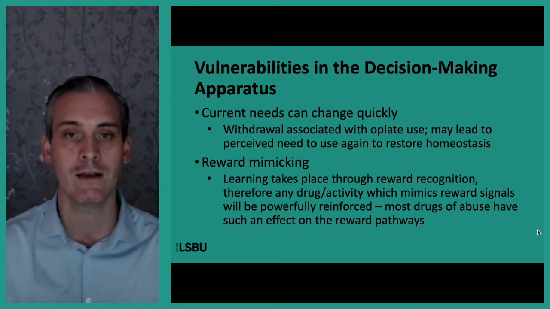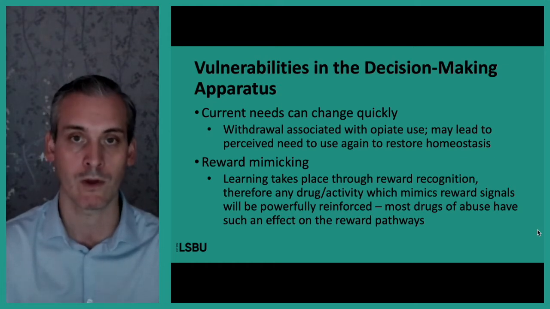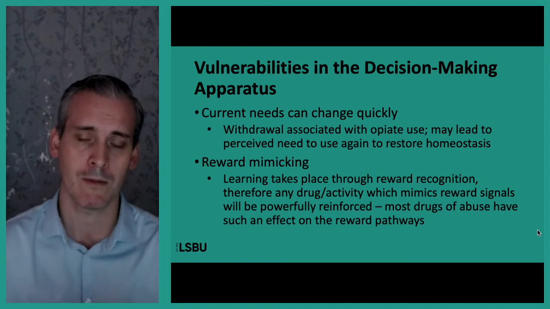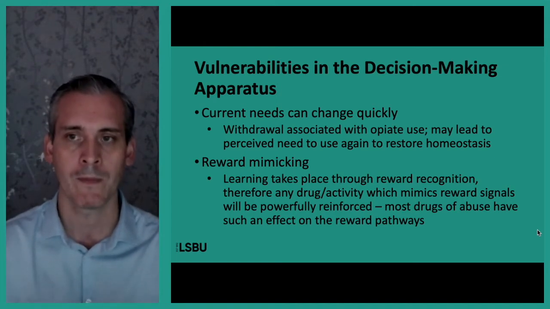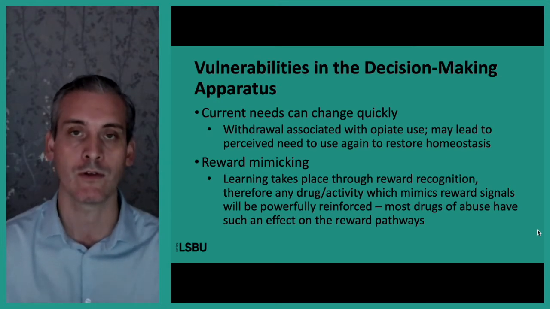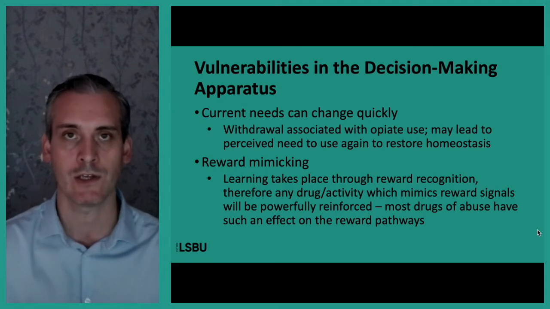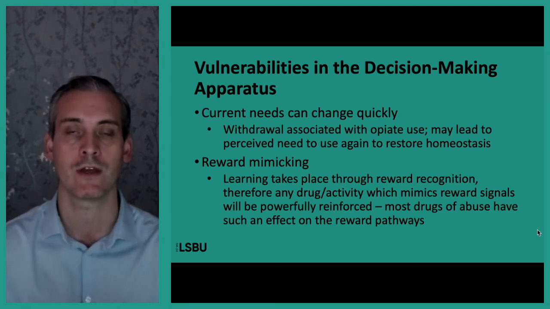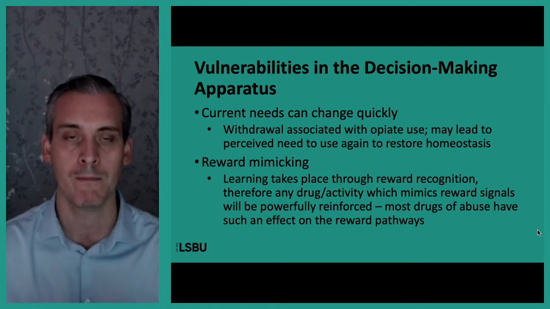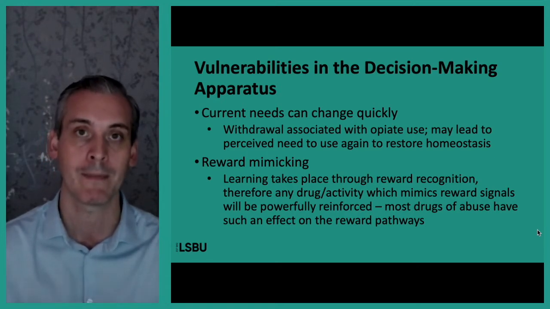For instance, this may lead to a perceived need to use again to restore homeostasis. So your needs prior to experiencing withdrawal is that you're not currently intending or planning to use opiates. But if you end up experiencing withdrawal symptoms, that's going to be an immediate and quite salient trigger that you may need to use again in order to restore some balance, to take away those feelings of withdrawal. And so where our needs change quite quickly, our behaviours may change quite quickly, which could lead to what we observe in the context of addiction as being impulsive decision making, people acting on impulse in order to meet the current needs that have changed rapidly in the moment.